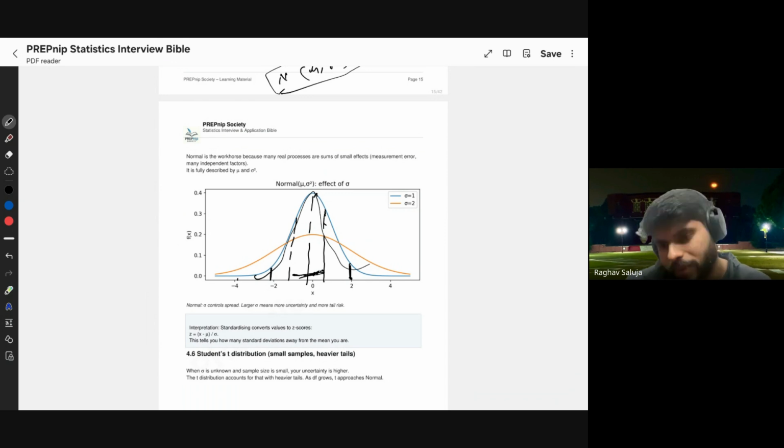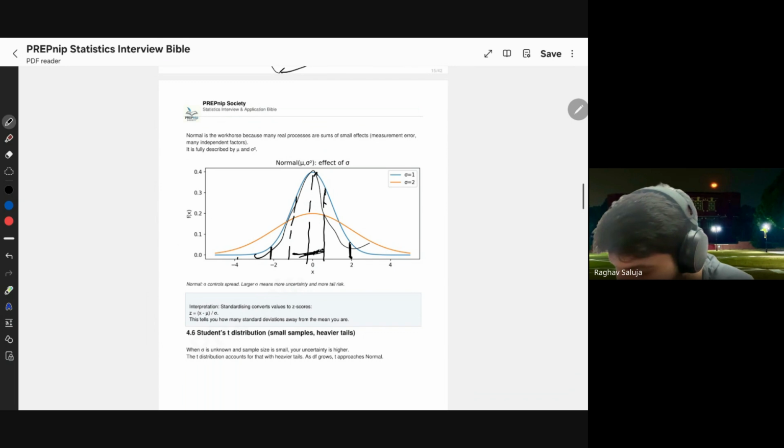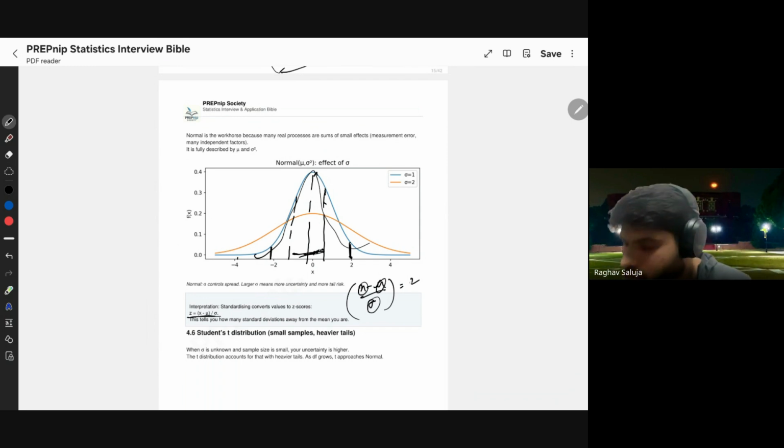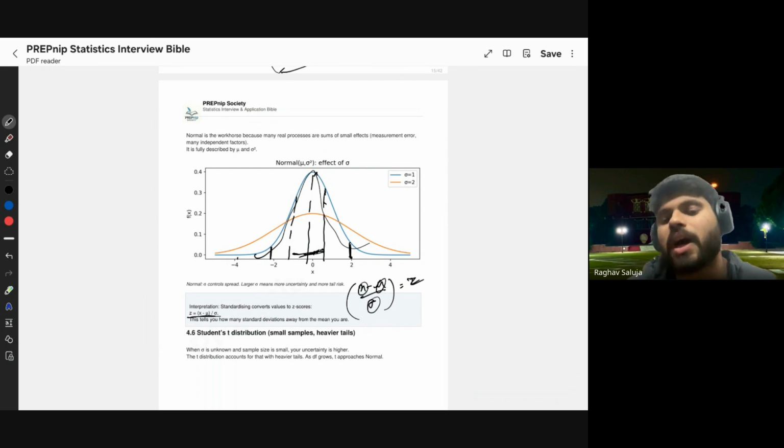We convert messy data to z-score. By the way, this is z equals x minus mu upon sigma. X is the value, mu is the mean, sigma is your standard deviation. So this is how you convert. We convert messy data to z-scores to see how many sigmas, how many standard deviations away we are.